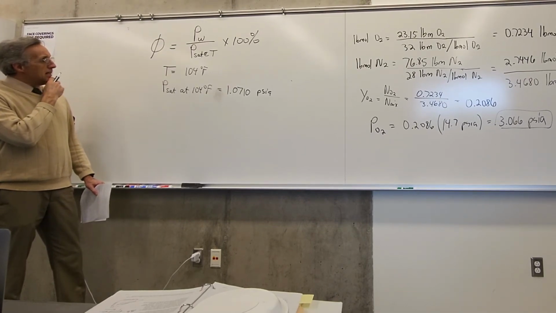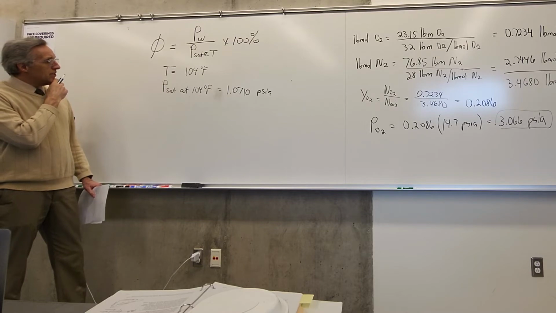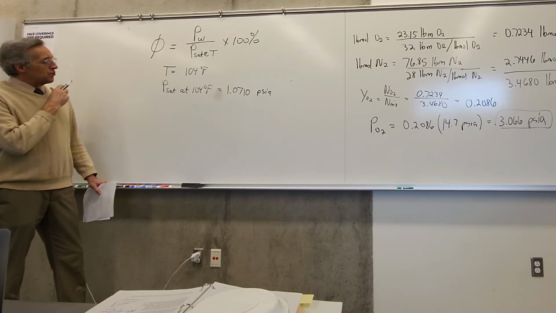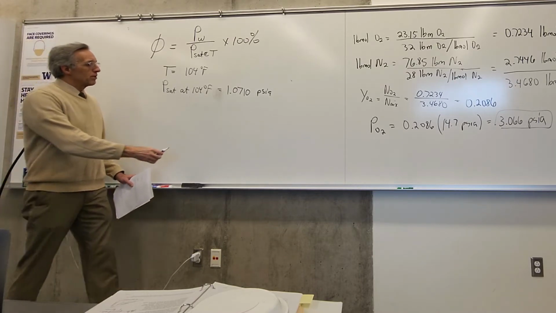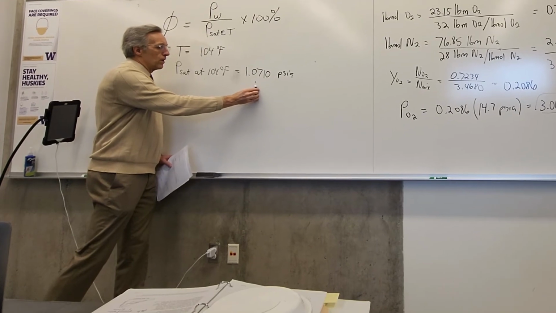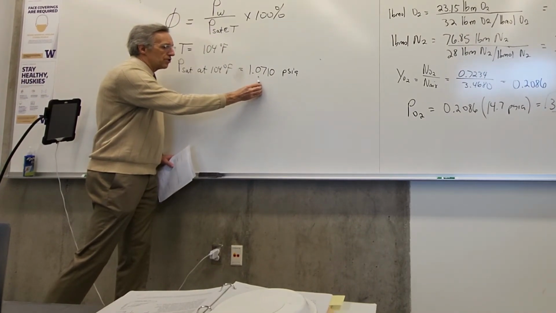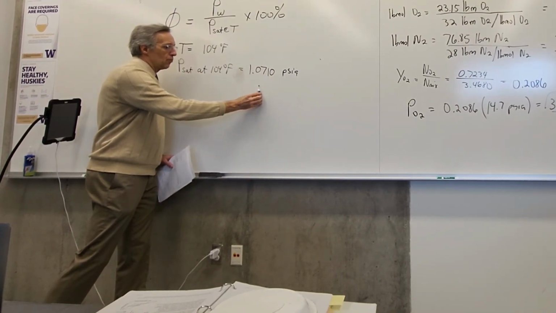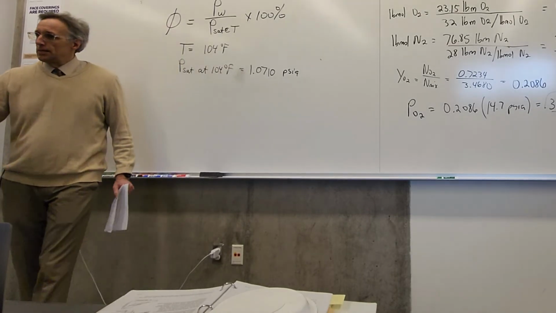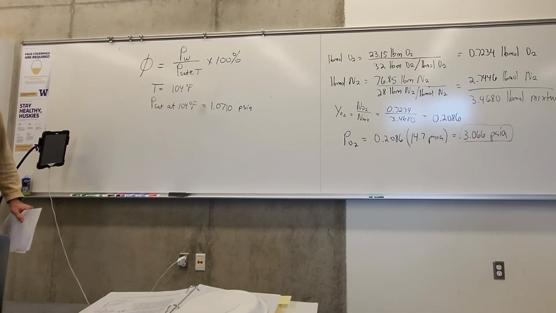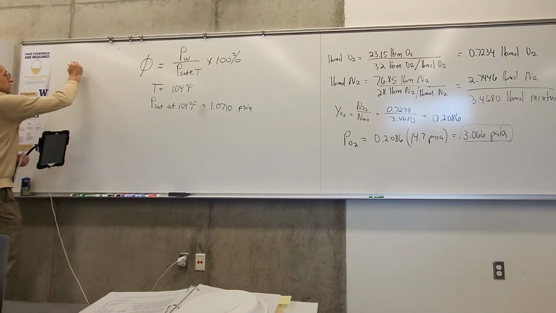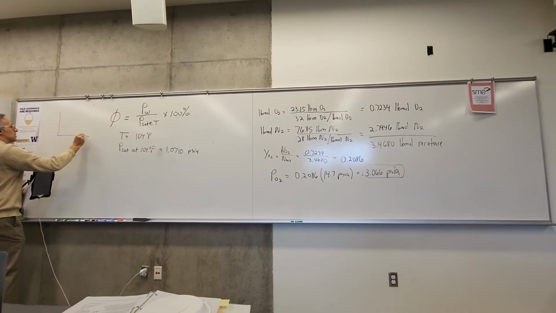So that would be at 104 degrees. We would have saturated vapor at a pressure of 1.0710. And if we reduce this pressure, then it's going to become superheated vapor. So it's got this situation here.